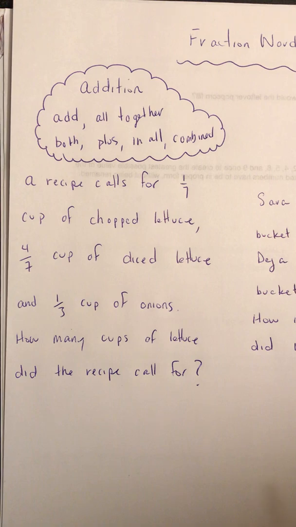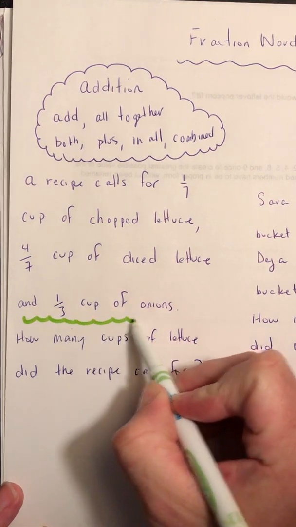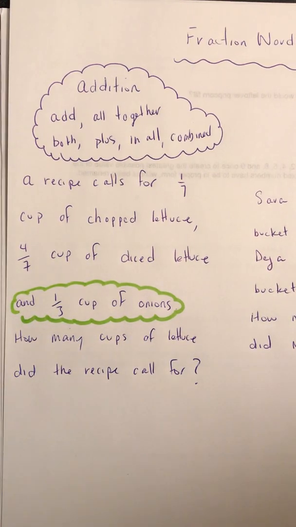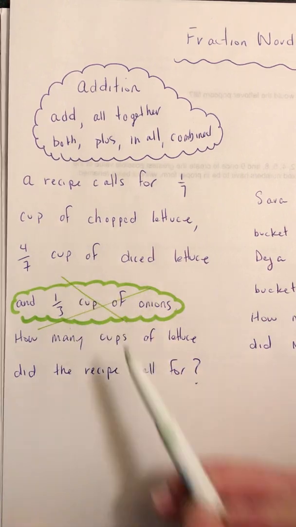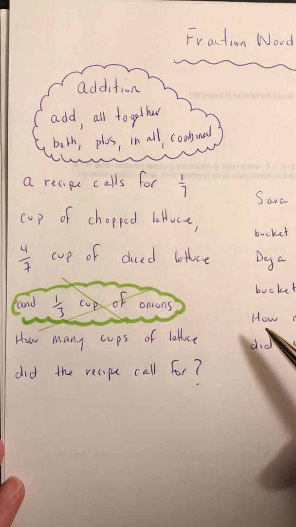There's a couple things here, okay? The question asks us, how many cups of lettuce did the recipe call for? There's a piece of redundant information. When I say redundant, I mean not necessary. Doesn't need to be here, okay? If you can think what that is, it doesn't matter how many cups of onions is in this recipe, okay? The question is not asking us anything about onions. So we don't care. In this instance, I love onions, but we don't need to know how many are going in this recipe, okay?